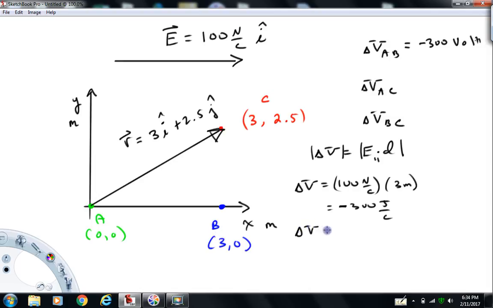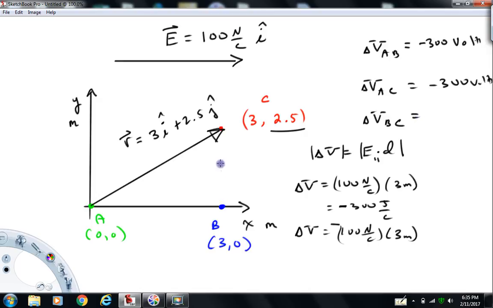So the potential difference between them is still 100 Newton per Coulomb times, again, 3 meters. The 2.5 doesn't matter because that displacement makes a right angle to the electric field. And again, that's a drop in potential because C is downstream, so to speak, in the electric field. So we're going to get, again, minus 300 volts. Another way to say that: the potential difference between A and C is 300 volts, with A at the higher potential.